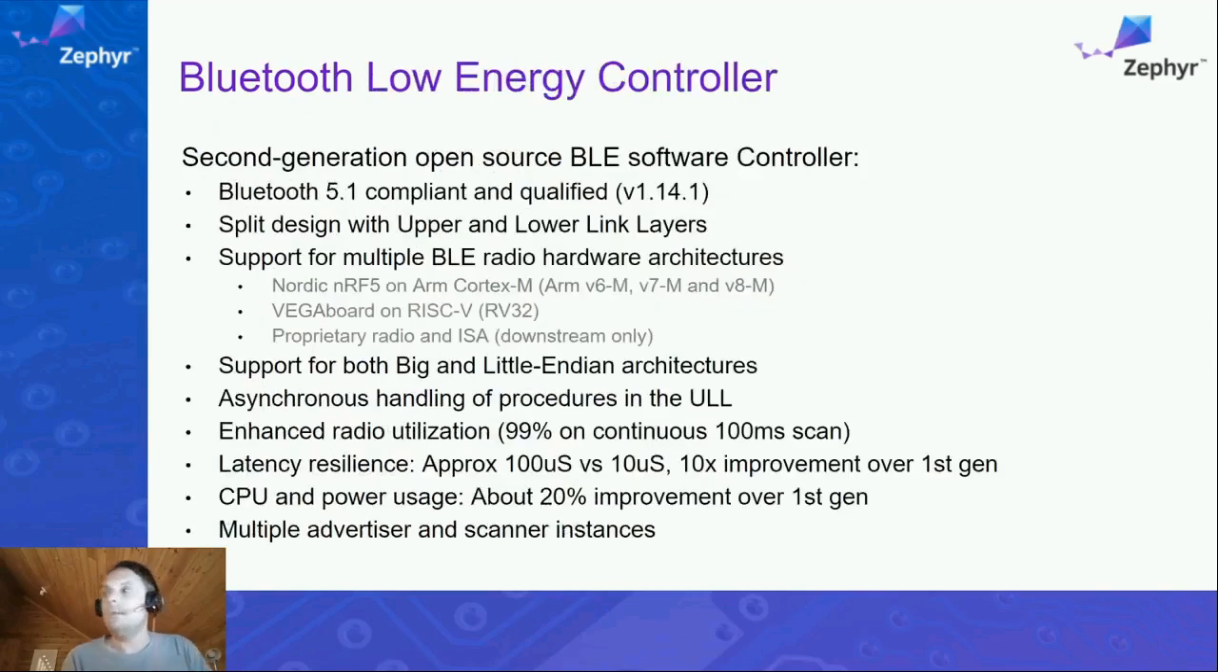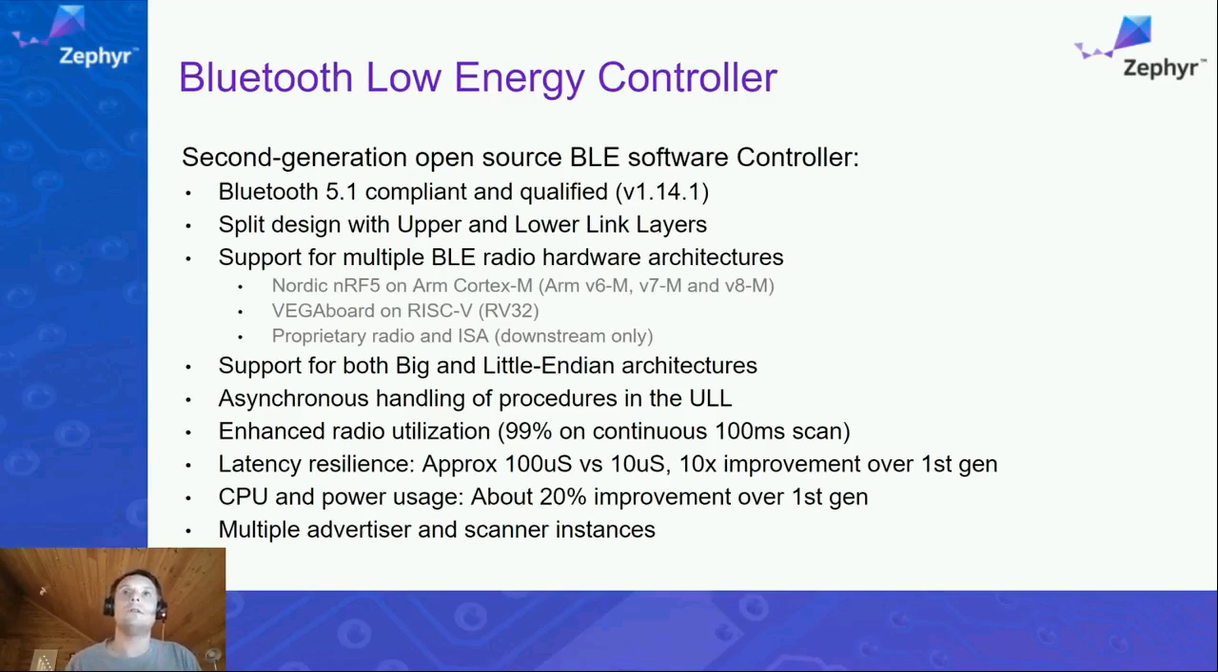The controller in particular is a piece of software that was originally contributed by Nordic, but since then has seen a lot of growth and collaboration and contributions from many others. And it's a second generation. We almost rewrote it from scratch. And in this generation, we split the controller into upper and lower link layers so that it better adapts to multiple architectures. And in fact, we're really happy with the fact that it can run today on at least 3 different ISAs, 3 different architectures with 3 different radios.